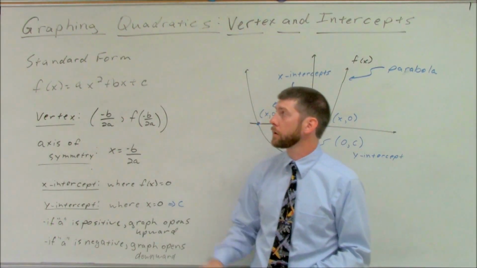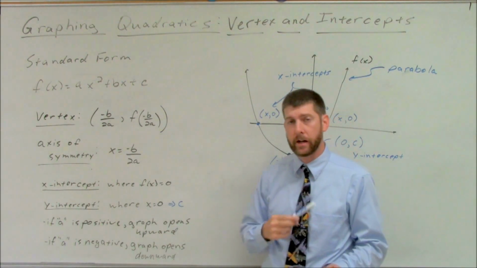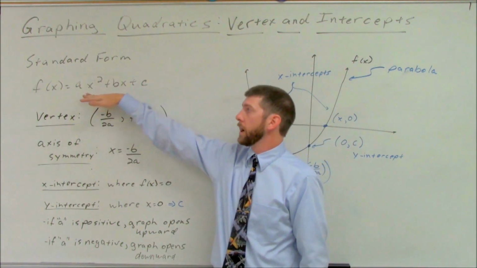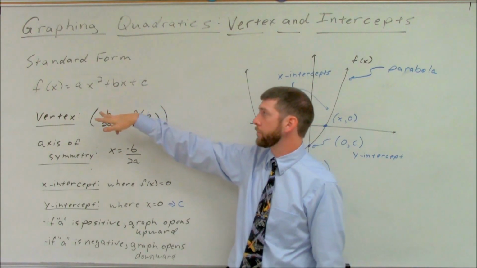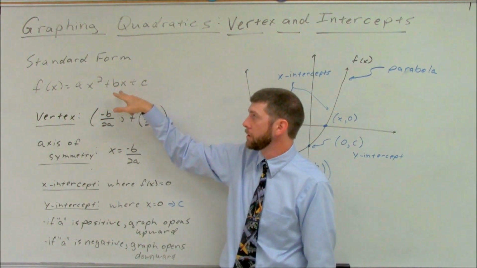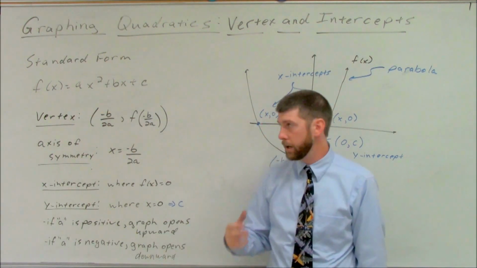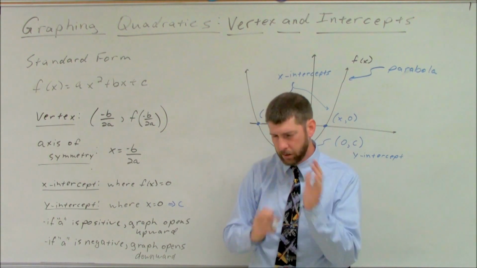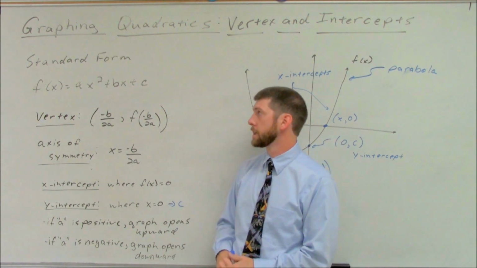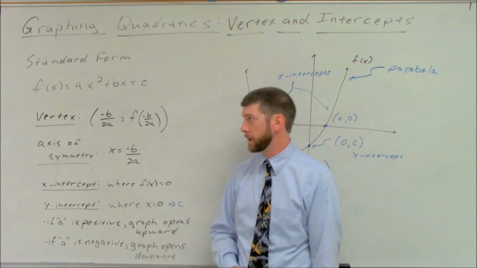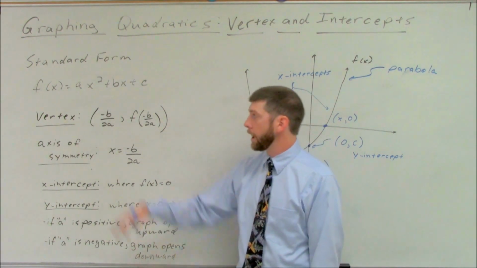Good morning, guys. Today we're going to look at graphing quadratic functions by finding their vertex and their intercepts. As you can see here, we have a quadratic function in standard form. Standard form means that we have the linear term and the quadratic term, obvious right there. There's not a single term or a single x. There's both kinds of x's, x to the second and x to the first. That's what's making it standard form.